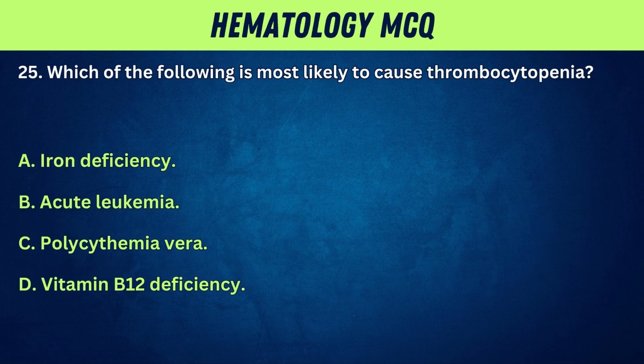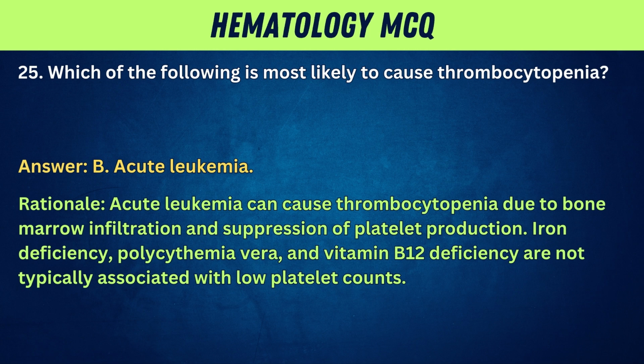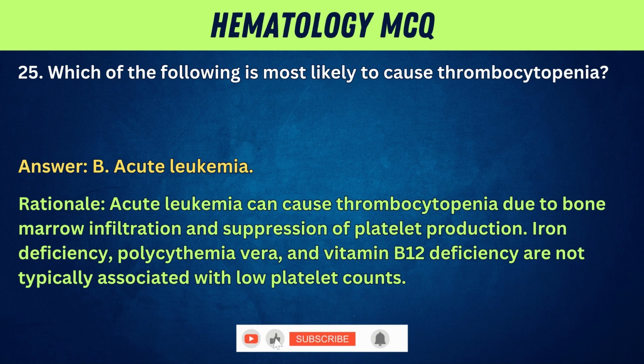25. Which of the following is most likely to cause thrombocytopenia? A. Iron deficiency. B. Acute leukemia. C. Polycythemia vera. D. Vitamin B12 deficiency. Answer: B. Acute leukemia. Rationale: acute leukemia can cause thrombocytopenia due to bone marrow infiltration and suppression of platelet production. Iron deficiency, polycythemia vera, and vitamin B12 deficiency are not typically associated with low platelet counts.